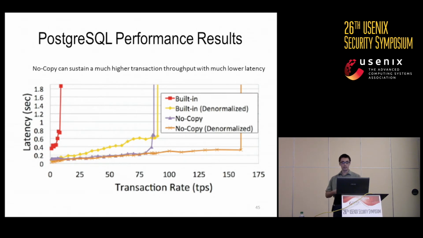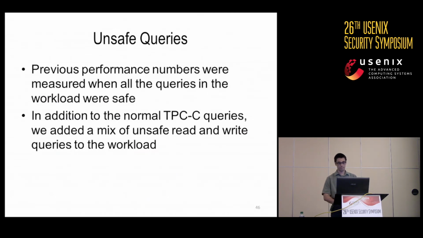Now, when rerunning these experiments, we see that the built-in controls have a much higher throughput than before. That's the yellow line there. But no copy, which is the orange line, again still outperforms it. So based on these, we see that no copy is faster than the built-in controls, at least in the case of Postgres.